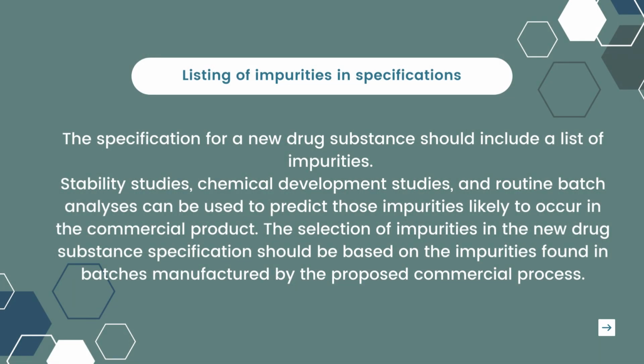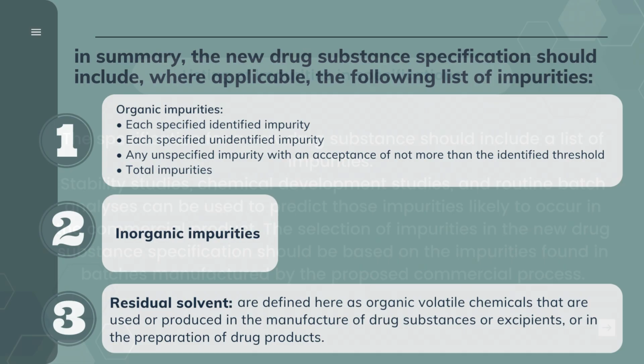Listing of impurities and specifications. The specification of a new drug substance should include a list of impurities. This can be used to predict those impurities likely to occur in the commercial product. The selection of impurities in the new drug substance specifications should be based on the impurities found in batches manufactured by the proposed commercial process.